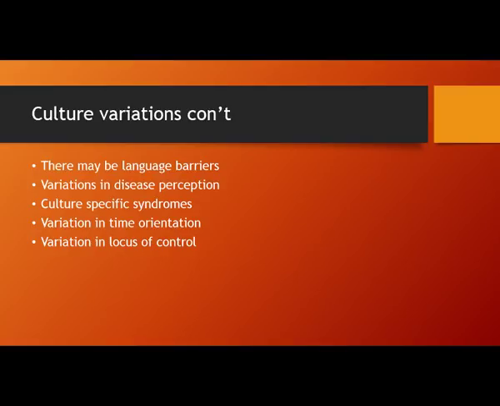And then there can also be variations in locus of control, and by that we mean who or what do you think controls your destiny or your fate. In U.S. culture we tend to think we pretty much have control over our futures. Not everybody in our culture thinks that.